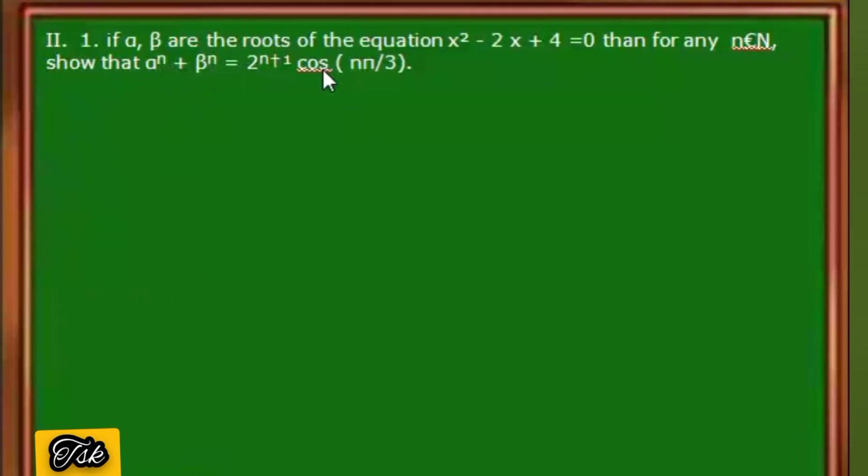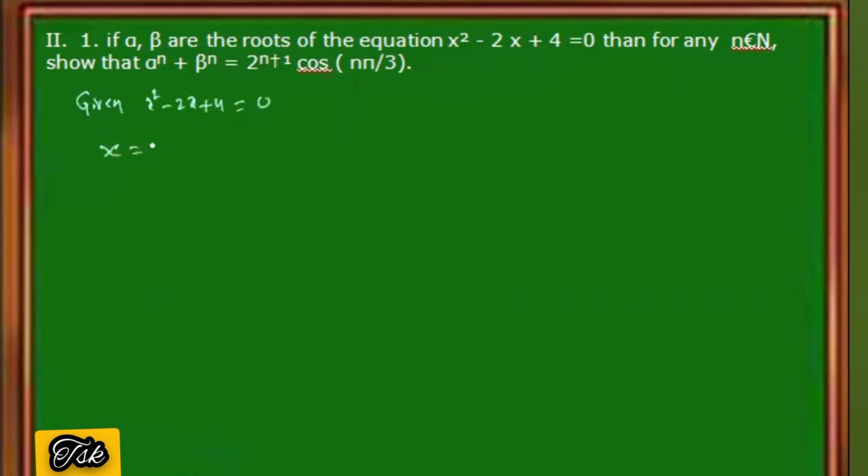If alpha, beta are roots of the complex number, then for any natural number n, show that alpha power n plus beta power n is equal to 2 power n plus 1 cos of n pi by 3. Alpha, beta are the roots of this equation. What is the given equation? Given x square minus 2x plus 4 is equal to 0.